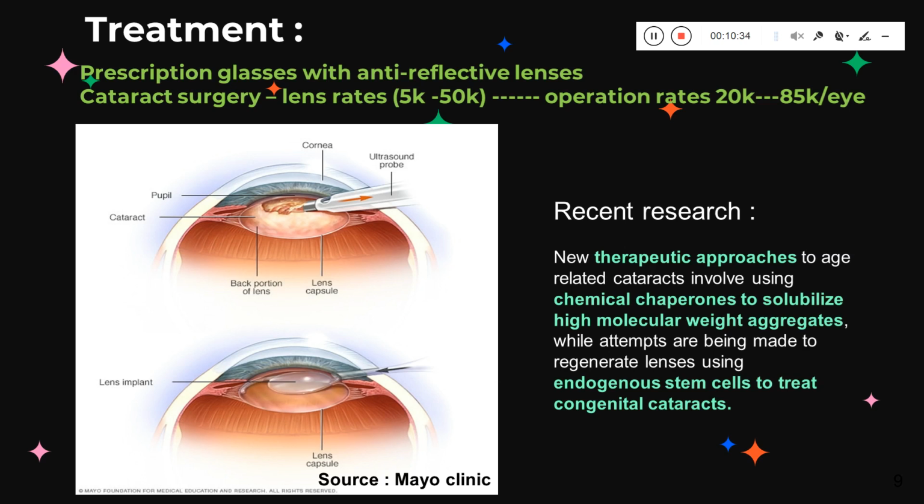And one more area is stem cells. A lot of stem cell research is happening to treat congenital cataract. This is the cataract which is seen in children, where you have this defect from birth. A lot of work is happening in this area where stem cells are used to treat this kind of cataract.